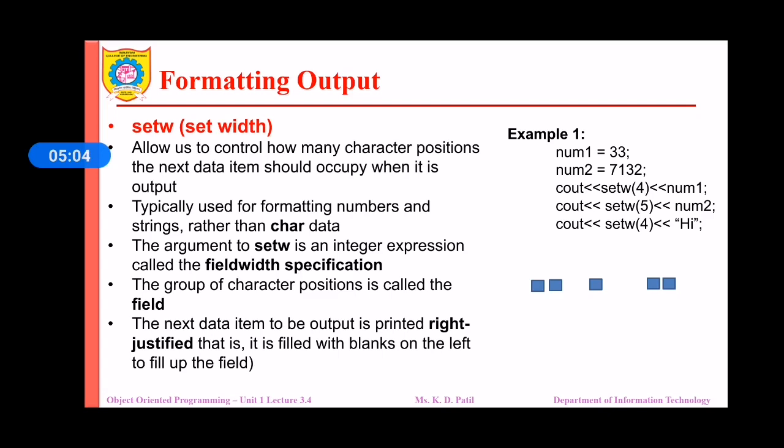Now let us check how the output will look. This is the output. As I told you, I will get the output as 2 blank spaces, 33, then 1 blank space, then 7132, then 2 blank spaces with hi.